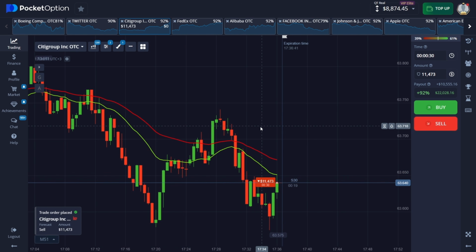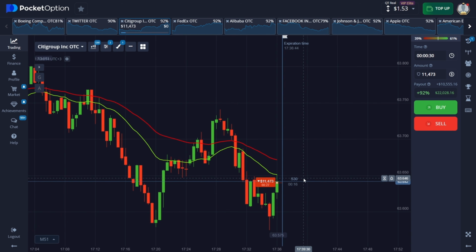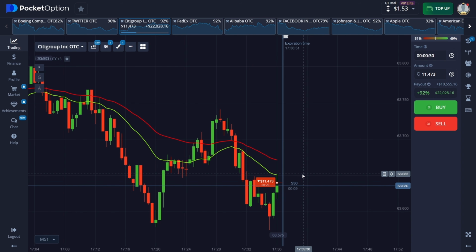Here we have a trade, and I placed a trade for the downside move on Citigroup OTC worth $11,473. The trade is currently in our favor. This was a 30-second trade.